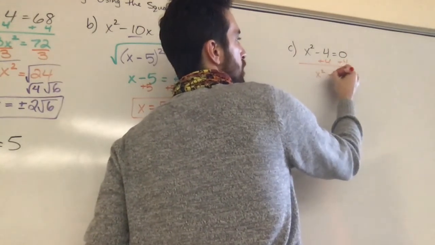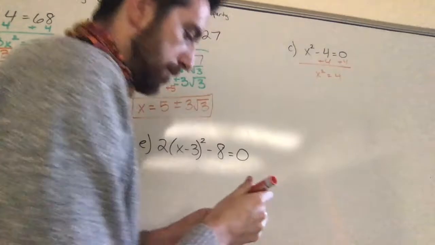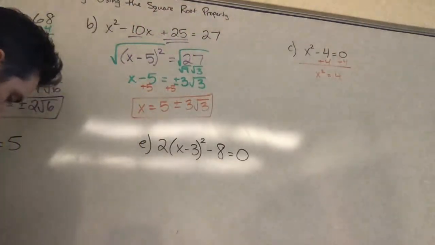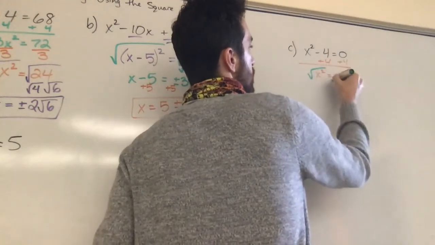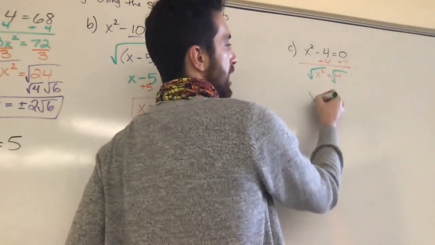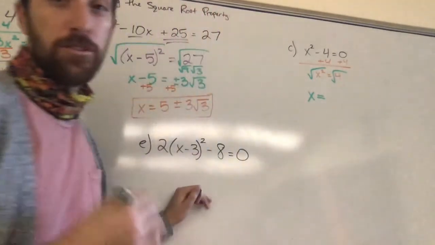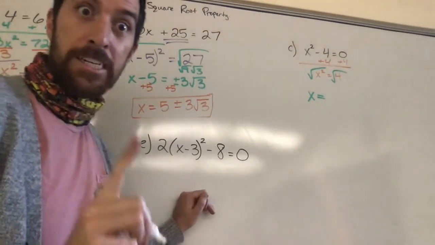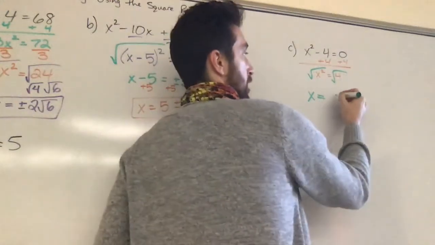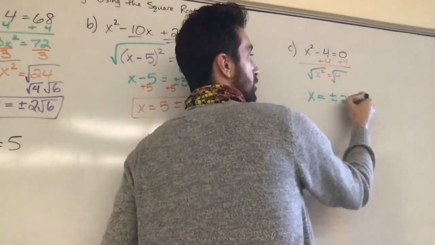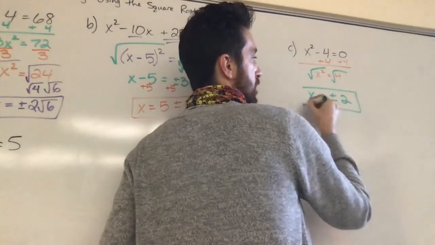X squared equals 4. And then how do we get rid of something squared? We square root it. Square root of x squared is x. Square root of 4 is 2. That's a perfect square, but don't forget. Were you about to forget? Oh, I'm not going to let you. Could be positive 2 or negative 2. So x equals plus or minus 2.